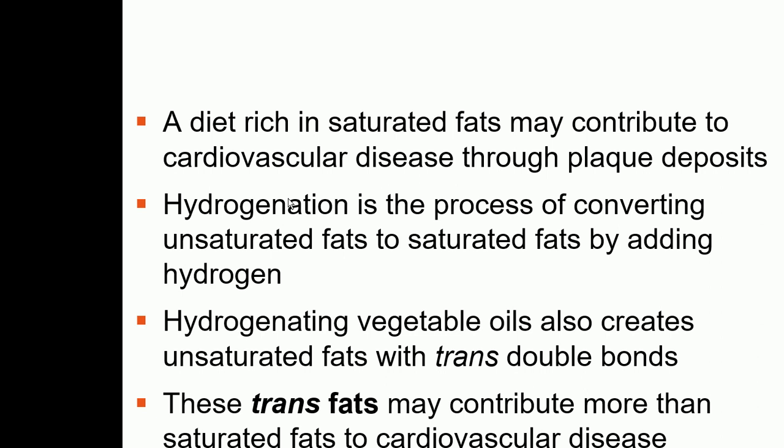It can be done only by the addition of hydrogens, because in the unsaturated fats there are double bonds, and in the saturated fats there are single bonds. So by the addition of hydrogens, unsaturated fats can be converted into saturated fats, and this process is called hydrogenation. And during this process of hydrogenation, there is the formation of trans fats, and these trans fats are also bad for our health.